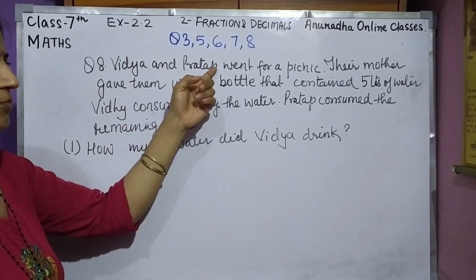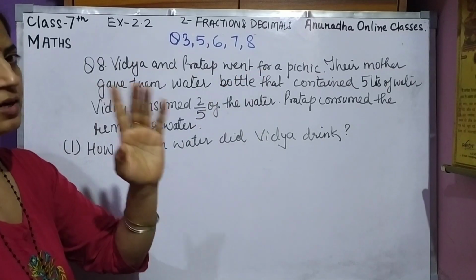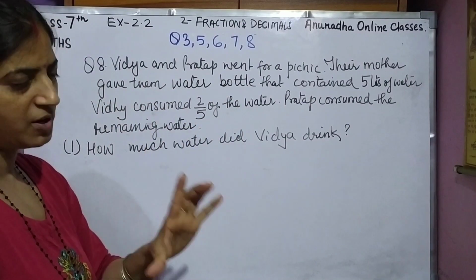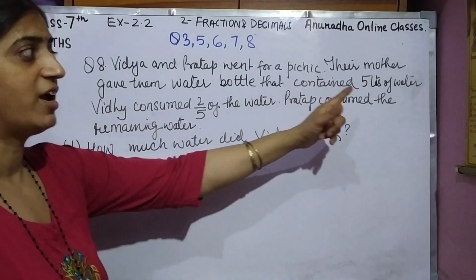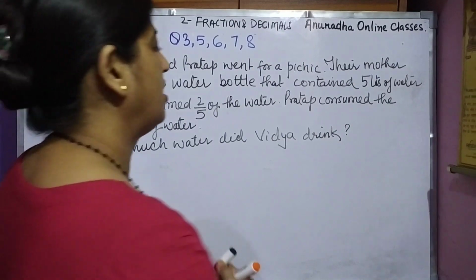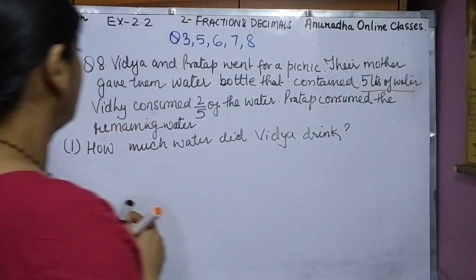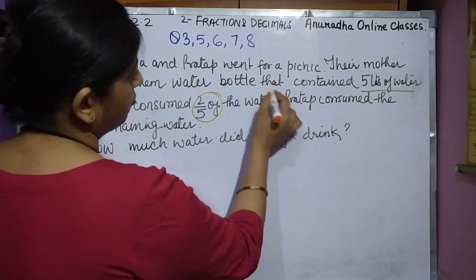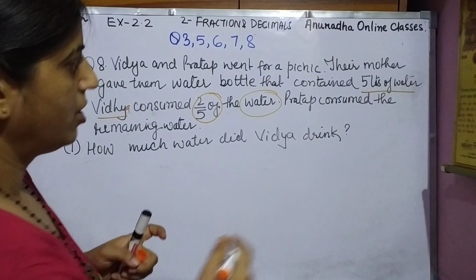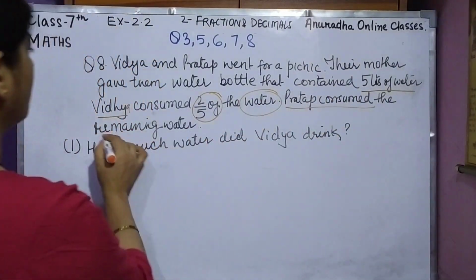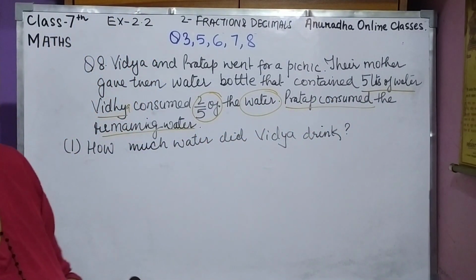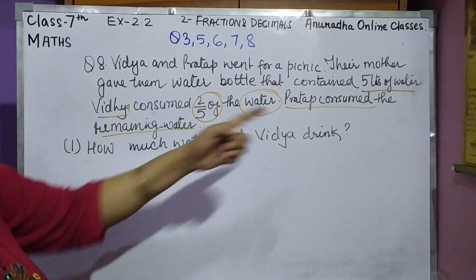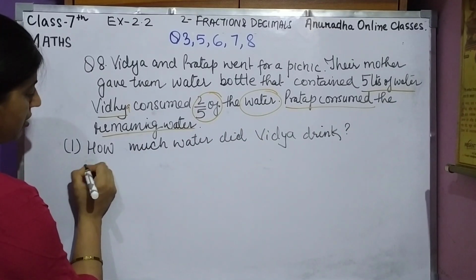Vidya and Pratap, brother and sister, went for a picnic. Their mother gave them a water bottle that contained 5 liters of water. कितना वाटर था उसमें? That is 5 liters of water, right? विद्या ने कंज्यूम किया 2/5 of the total water. Pratap consumed the remaining water. We don't know how much is remaining, so firstly we have to find out. The question also asks, how much water did Vidya drink? तो देखते हैं विद्या ने कितना पानी पिया.